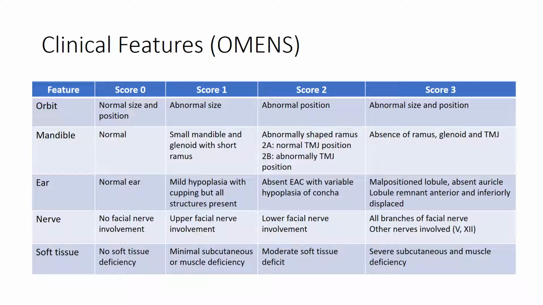So let's start with the orbit. Normal size and position of the orbit gets a score of 0. And then as you have abnormal size or abnormal position, your score goes up.